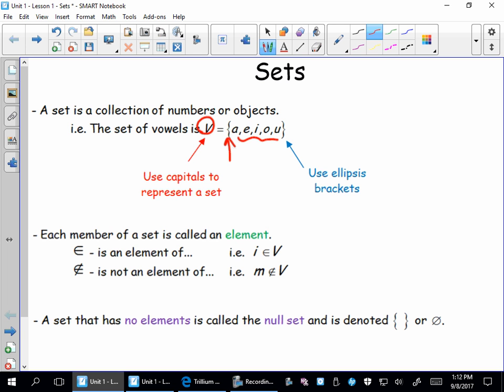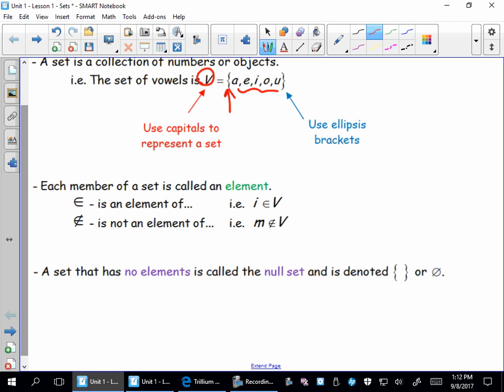These 5 things are each called elements. An element is a member of a set. We use a fancy looking E for element. So for example, I is an element of V, so I ∈ V. And we put a slash through it if it's not an element. So the letter M is not a vowel, so M is not an element of V.